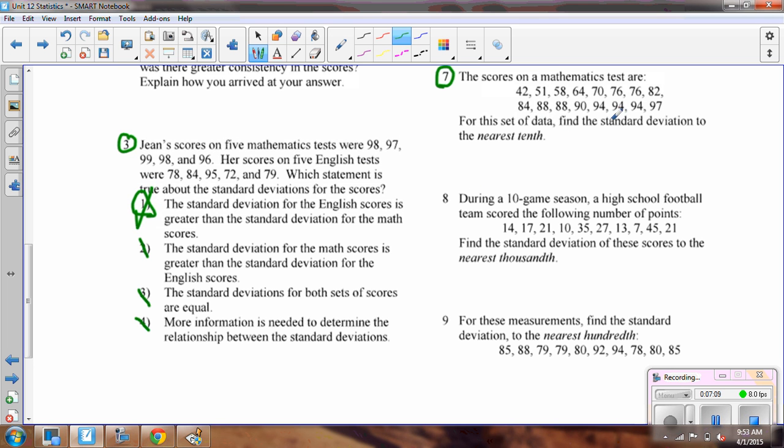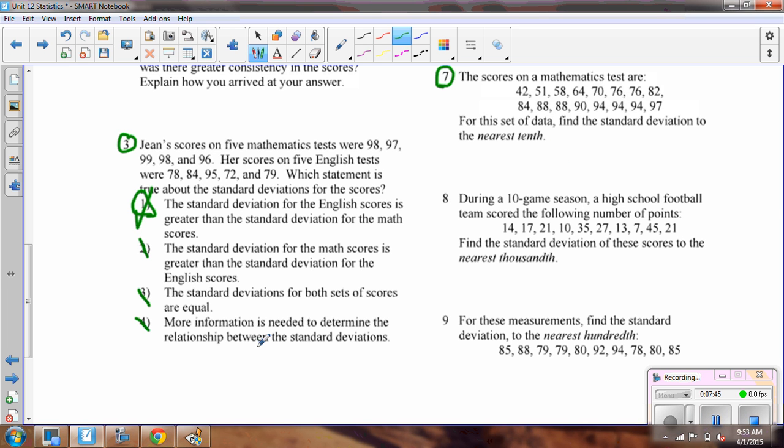Now, look at this question. It says, find the standard deviation to the nearest tenth. It says the scores on a math test are. Now, you have to decide, is this a sample or is this the population? Are there any other scores to a math test that we're aware of? Since there does not seem to be any other scores, we're going to assume that it wants us to find this to be the entire set of data, the entire population. Otherwise, it would use the word sample. Okay, so we're going to assume that we are looking for the population standard deviation.